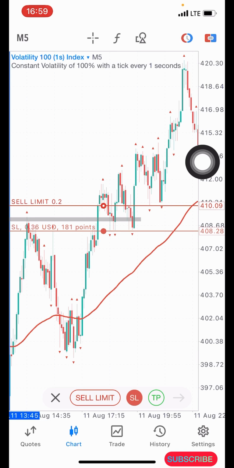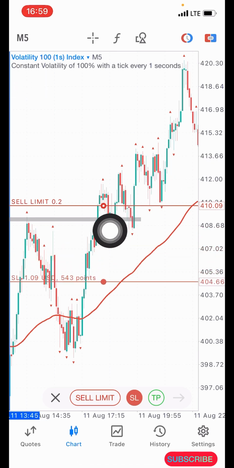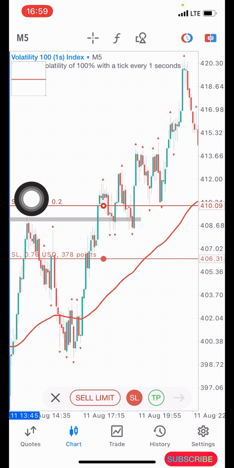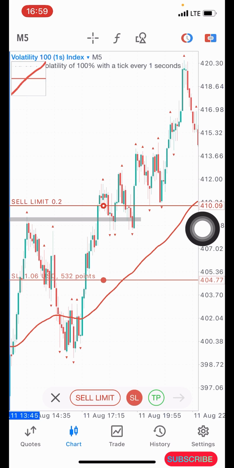loss is going to be the most recent structure of that candlestick that broke above this previous structure. This is the candlestick that broke above it, and this is the structure of that candlestick here. You can see the structure the candlestick made before breaking above it. This is it. Or you can use this one here, whichever suits your risk management.